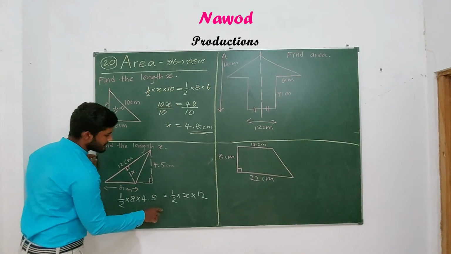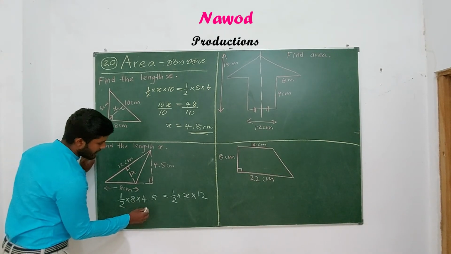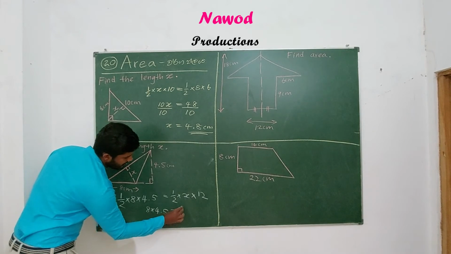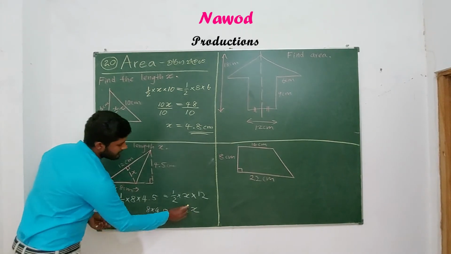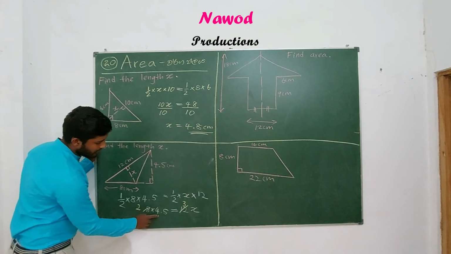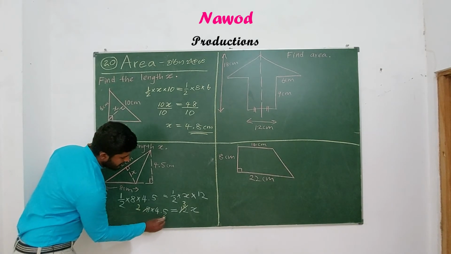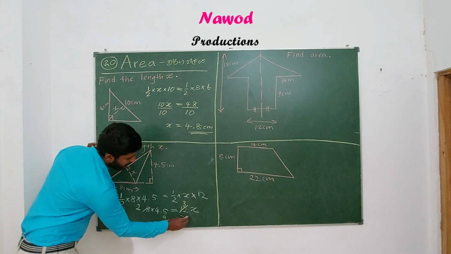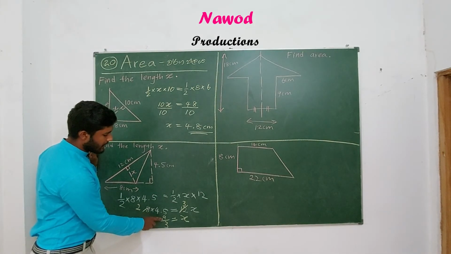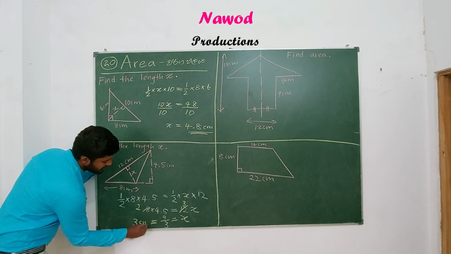Then the halves can be cancelled by multiplying both sides by 2. Then 8 into 4.5 equal 12x. 4 into 3, 4 into 2, yes, 2 into 4.5 divided by 3 is 2 into 4.5, 9. 9 divided by 3, we can get the answer for x, that is 3 centimeters.